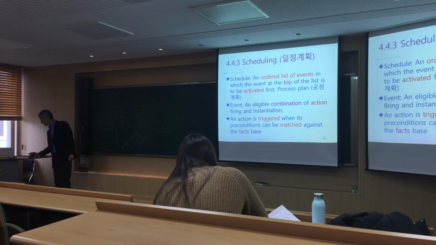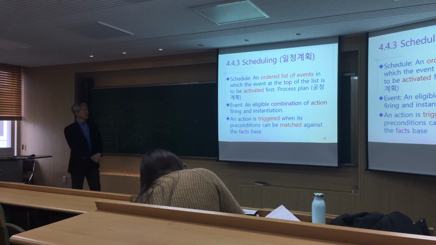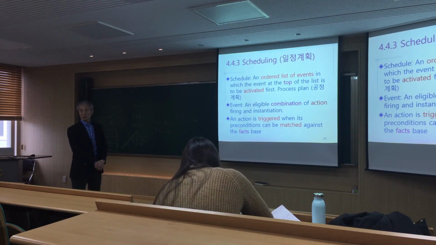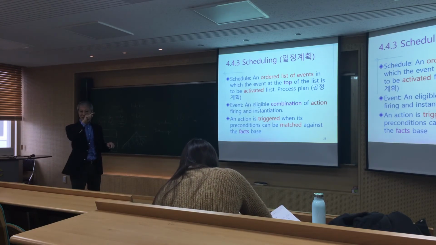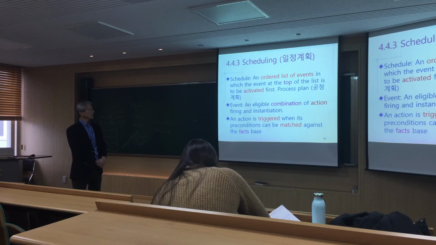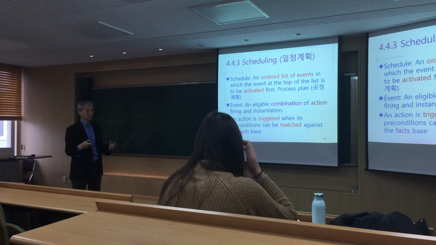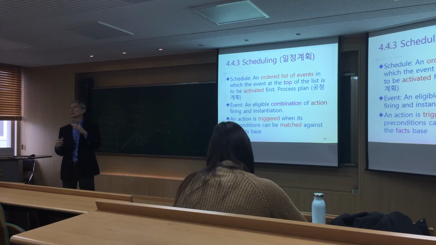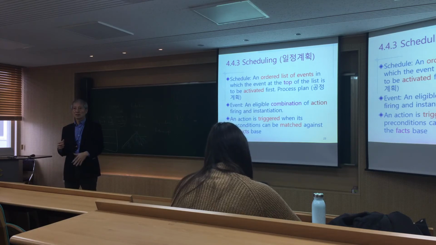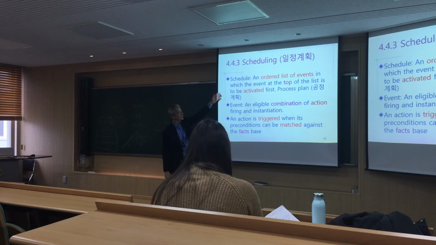Okay, how many slides are remaining there? 5 more. Scheduling. A schedule is an ordered list of events. You have a schedule, a calendar, right? Ordered list of events, and the event at the top of the list is to be activated first. First one comes first. So after 11 o'clock, lunchtime, and I should go to a restaurant, and at 1 o'clock there is a class and another class. The schedule is ordered. The sequence is important.